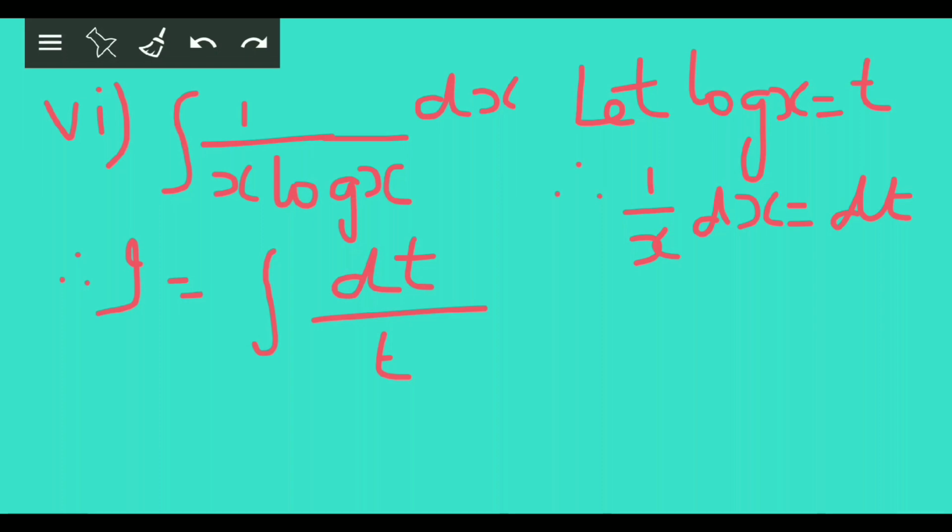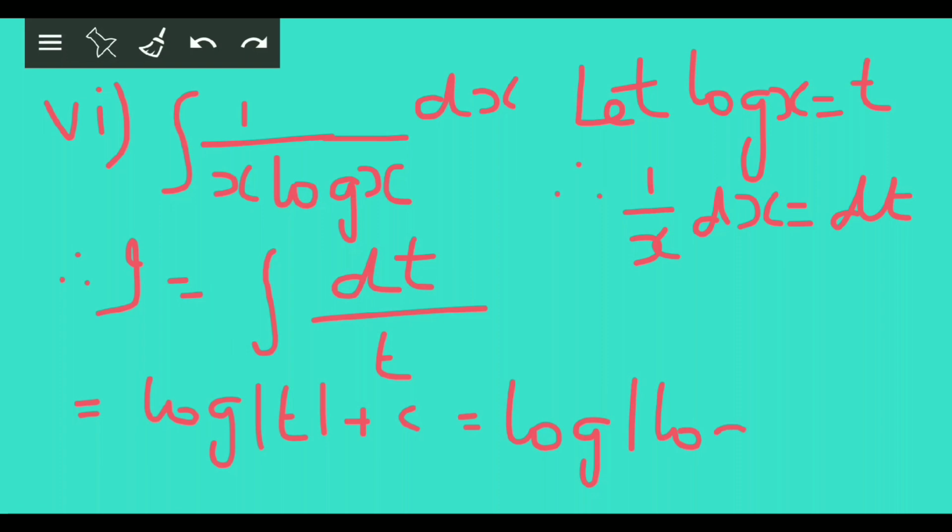Now, you know that the integral of 1 upon t is log t. So, here we get the answer as log t plus c. Then, resubstituting, we put t as log x. So, therefore, we get log x plus c as the answer here.